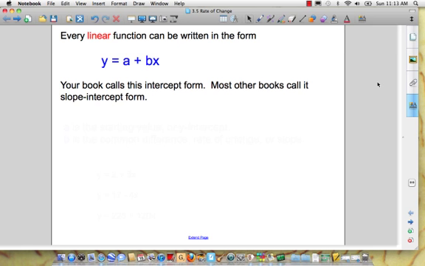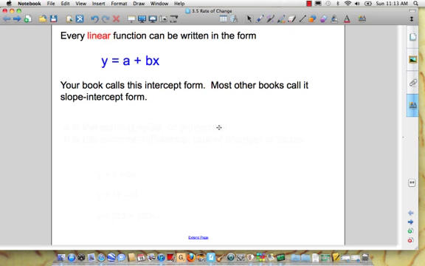This tutorial extends our study of linear functions. Hopefully from what we did in class today, you got some familiarity with what our book calls intercept form, y equals a plus bx. It's worth noting that most other textbooks call that slope-intercept form.